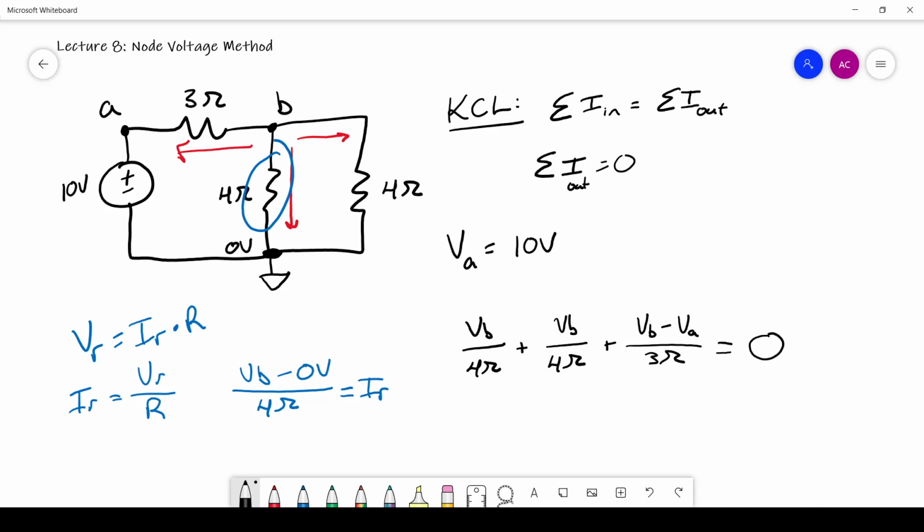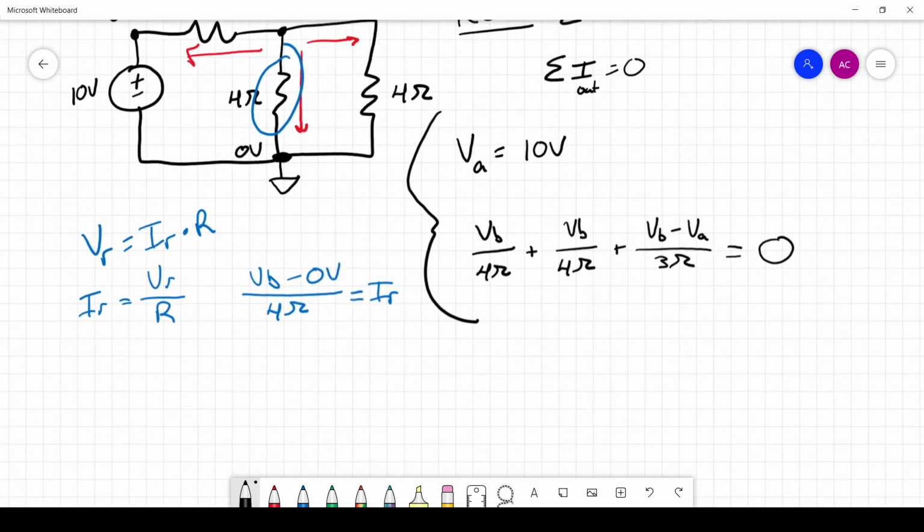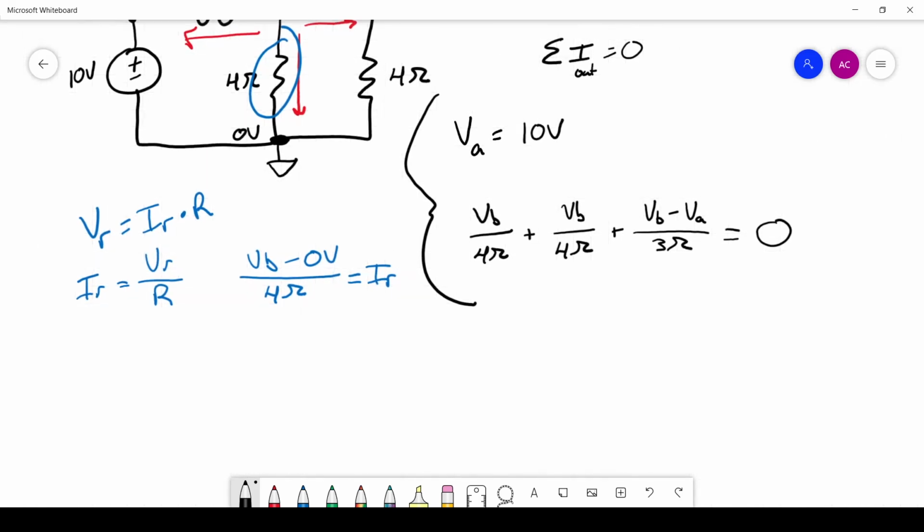So now you'll see we have 2 equations and 2 unknowns here, and we can just plug this into any of our circuit solvers. You can literally do this on a calculator, or you can Google any sort of linear system solver, and this will solve it for you. But really, the final answer, whatever method you use, will be VB is equal to 4 volts.